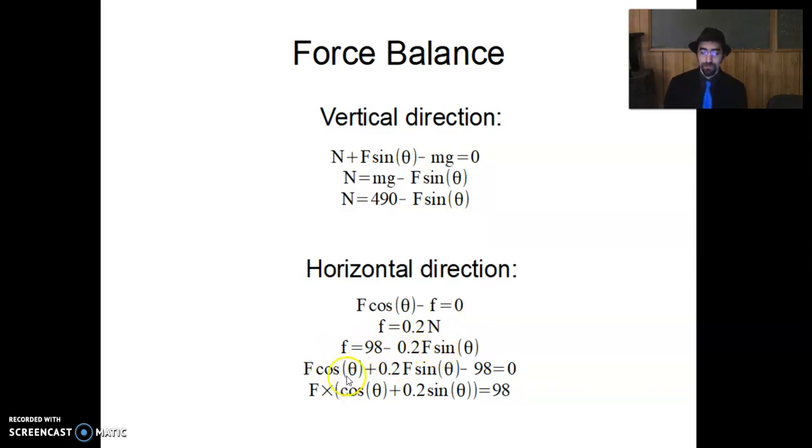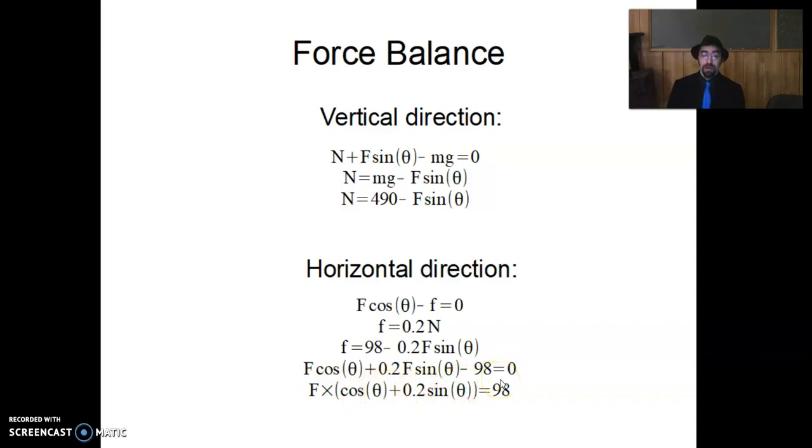So that gets me F cosine theta minus what I said f was, so F cosine theta plus 0.2 F sine theta minus 98 equals 0. This gets me F times the quantity cosine theta plus 0.2 sine theta equals 98.